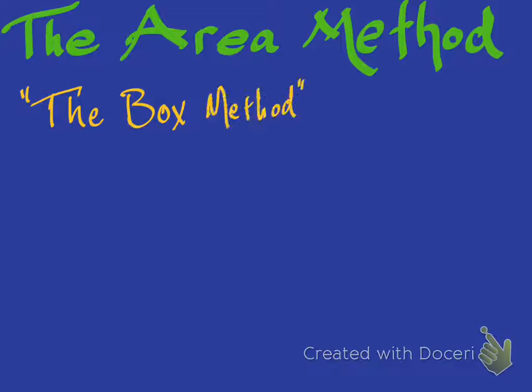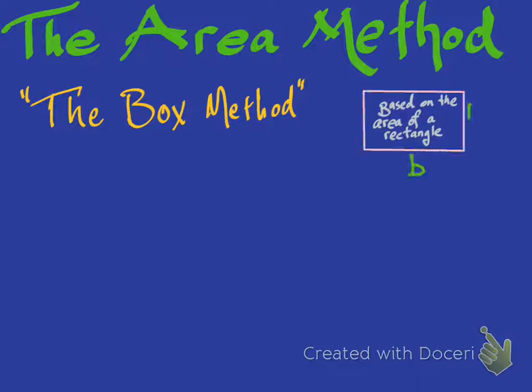The area method, sometimes called the box method, is based on the very simple fact that the area of a rectangle is computed by base times height. You multiply those two dimensions of the rectangle together, and that's how you get the area of the rectangle.